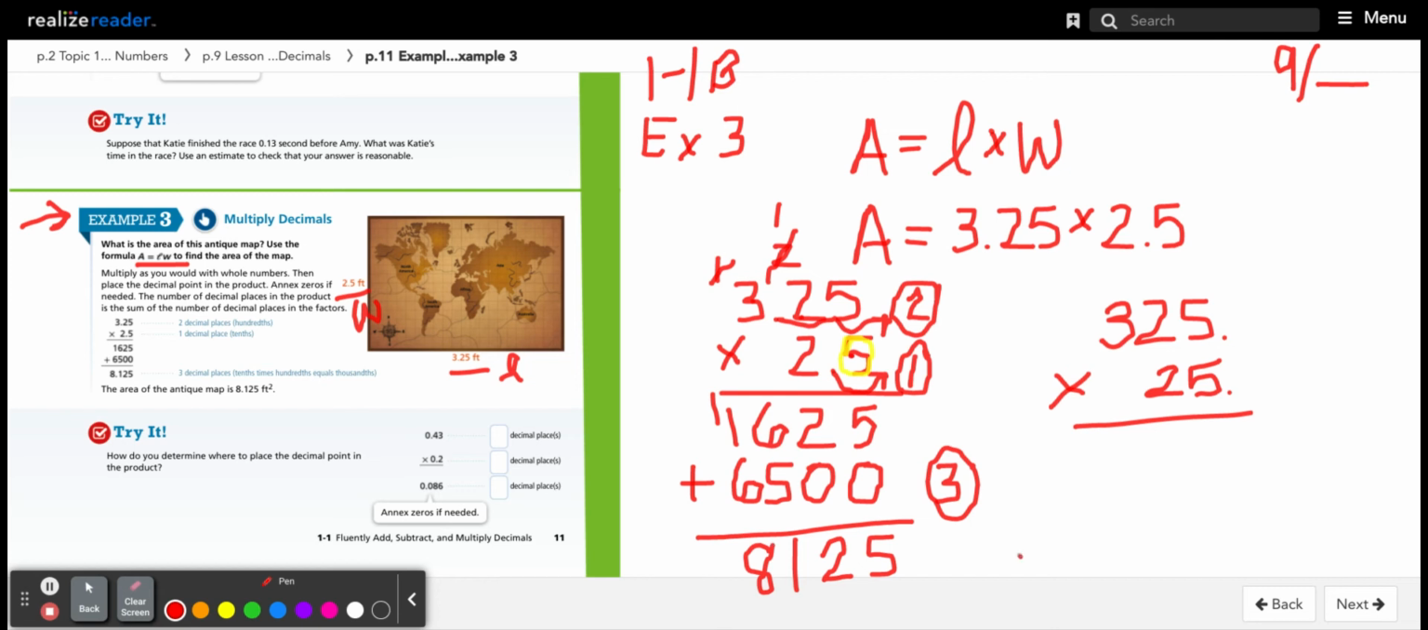But I'm not done yet because I have to move my decimal point 3 times back into this problem. So that means from the end of this number, I'm going to move my decimal point once, twice, 3 times. And my final answer is 8.125. And that checks with the answer on the page.